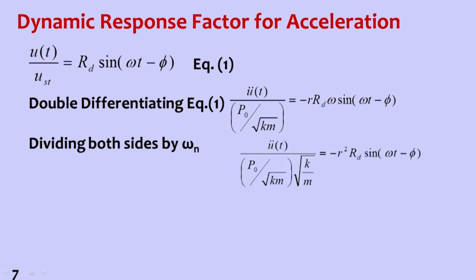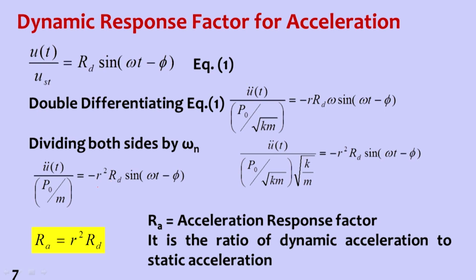If we divide that by omega n, we get u double dot by p naught by root km, again root km because of dividing omega by natural frequency, and we get r square Rd sin(omega t minus phi). This negative sign can be removed because we are testing the amplitude only. So u double dot by p naught by k equals r square Rd sin(omega t minus phi). This term can be treated as Ra, the dynamic amplification factor for acceleration. So Ra is the acceleration response factor, the ratio of dynamic acceleration to static acceleration values.